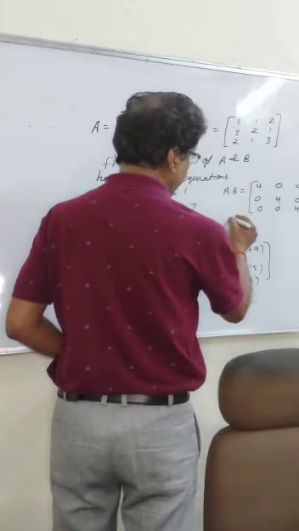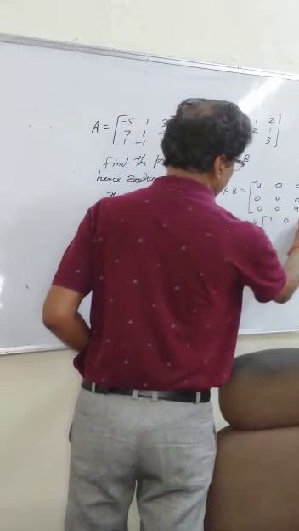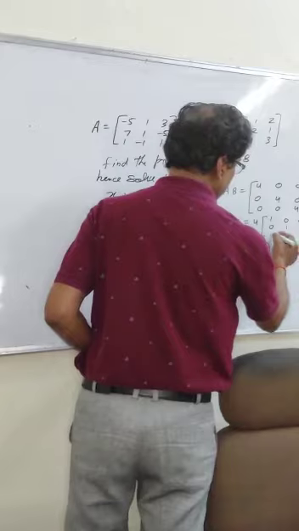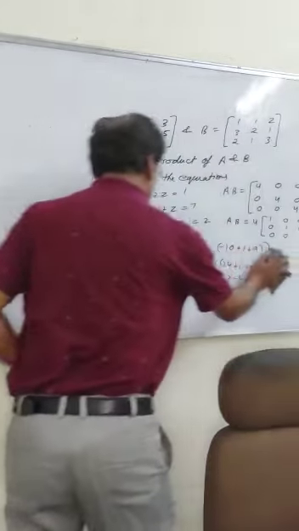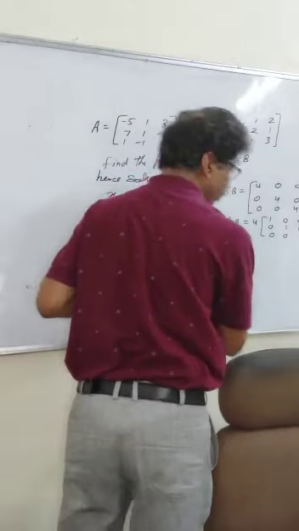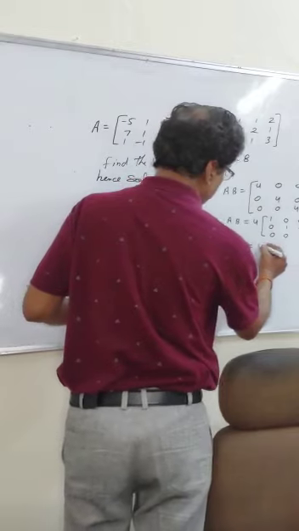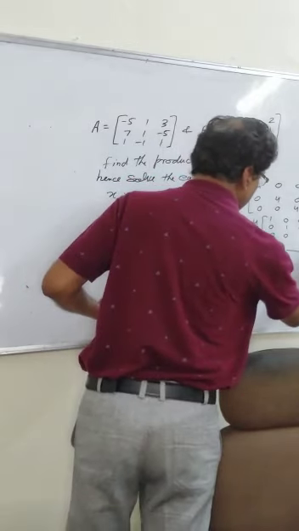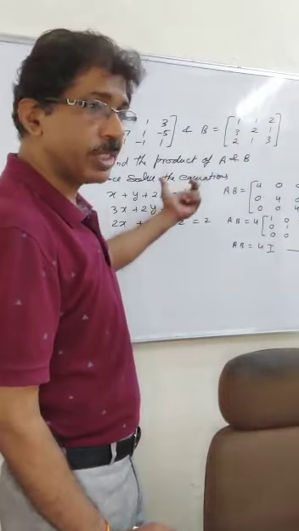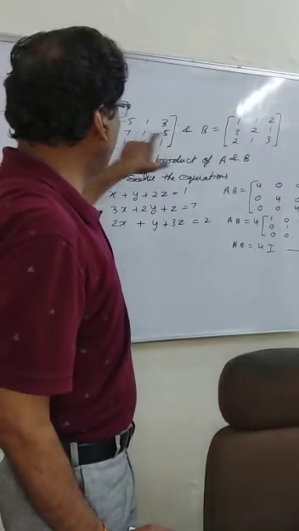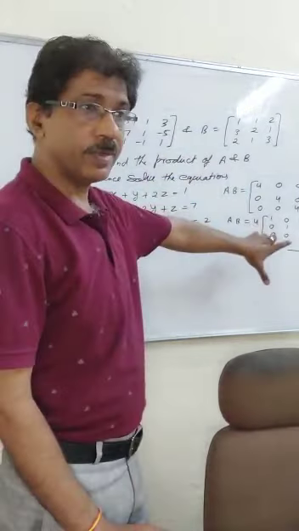So when you take 4 common, it is 4 times 1, 0, 0; 0, 1, 0; 0, 0, 1, which gives you AB is equal to 4I. This is our equation number 1, and this is the first part of the question, where it is required to multiply A and B.